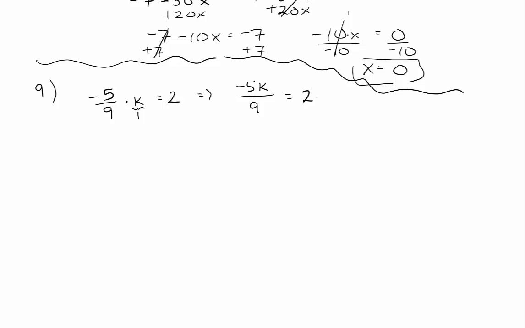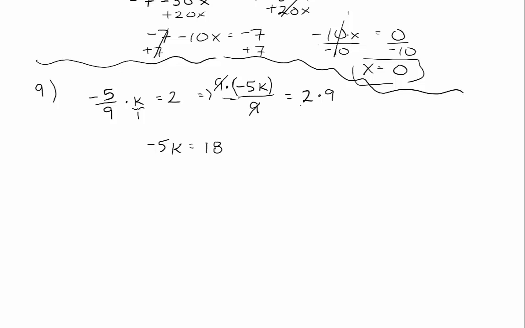And so what do I want to do? I want to get rid of the 9. I want to get rid of my fractions. So I'm dividing by 9, so I'm going to multiply this whole thing by 9. Why? Because now I have 9 divided by 9, which is simply 1. And so I have negative 5k equals, whatever I do to one side, I have to do to the other side. I multiply this side by 9, and I multiply the other side by 9. I get negative 5k equals 9 times 2 is 18.